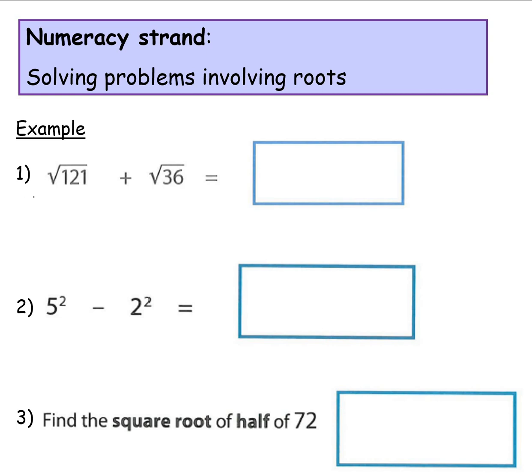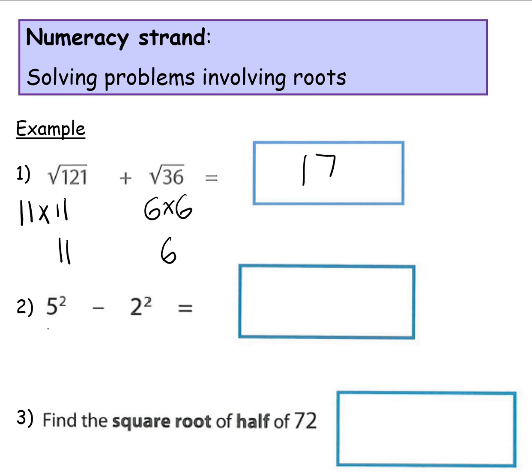Well, we know that 11 times 11 is 121, and 6 times 6 is 36. So the square root of 121 is 11, and the square root of 36 is 6. And 11 add 6 is 17.